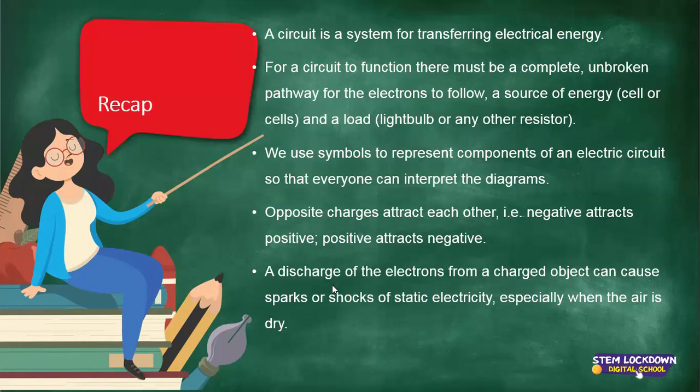A discharge of electrons from a charged object can cause sparks or shocks of static electricity. That means where one object gains more electrons, you would get static electricity, and this occurs mainly when the air is dry. So you'd get a shock when there are lots of electrons. And just to recap, discharge means the transfer of electrons from a charged object onto another object.